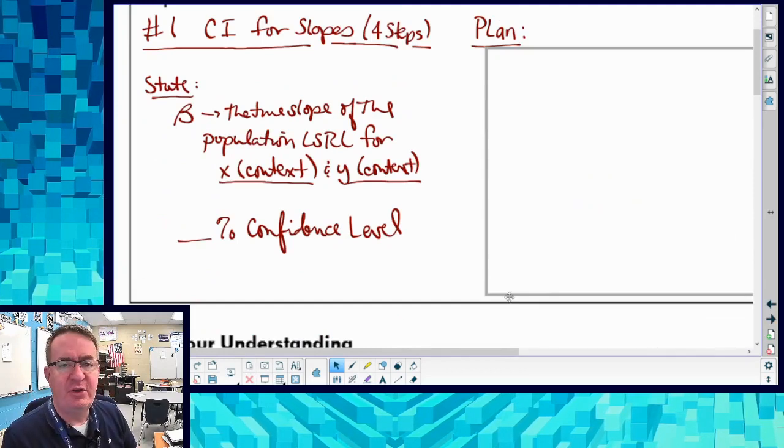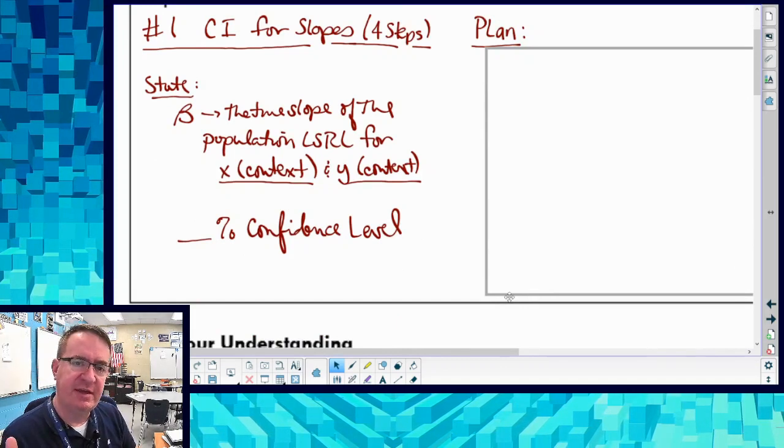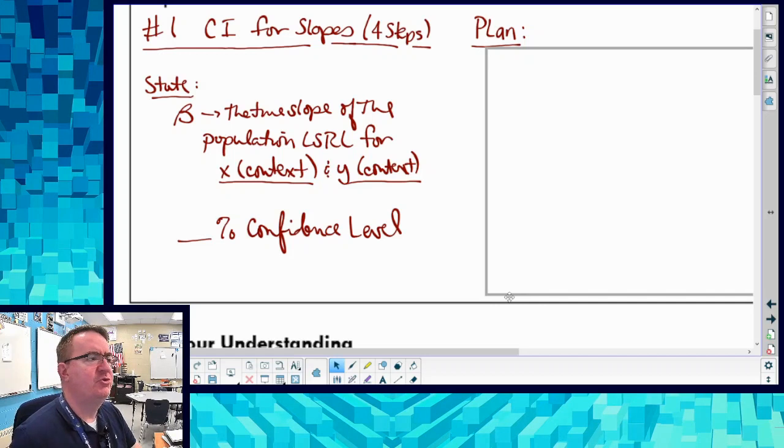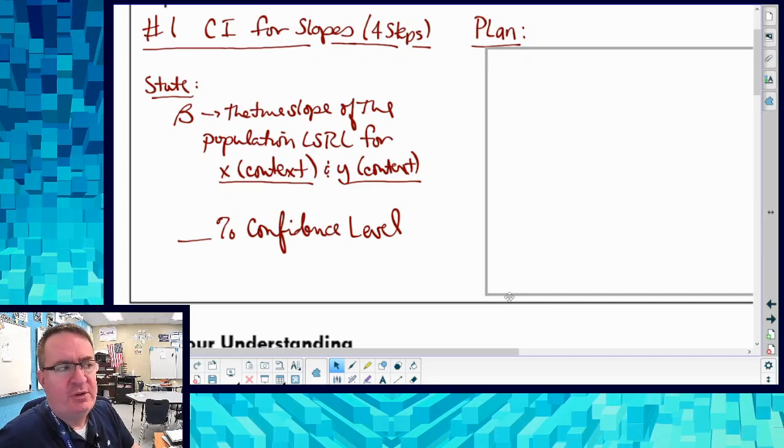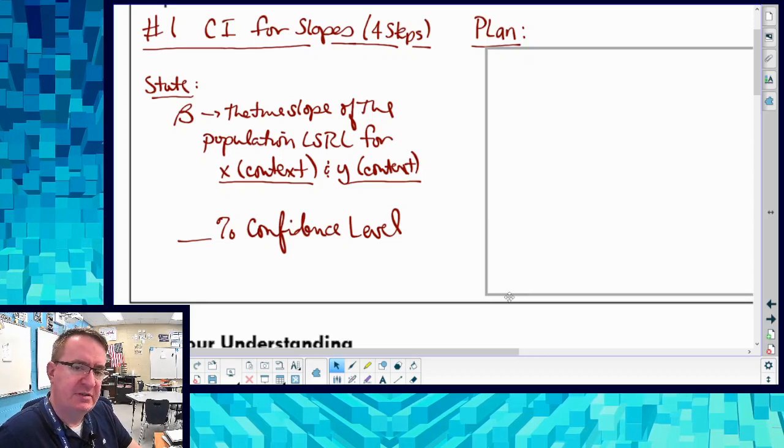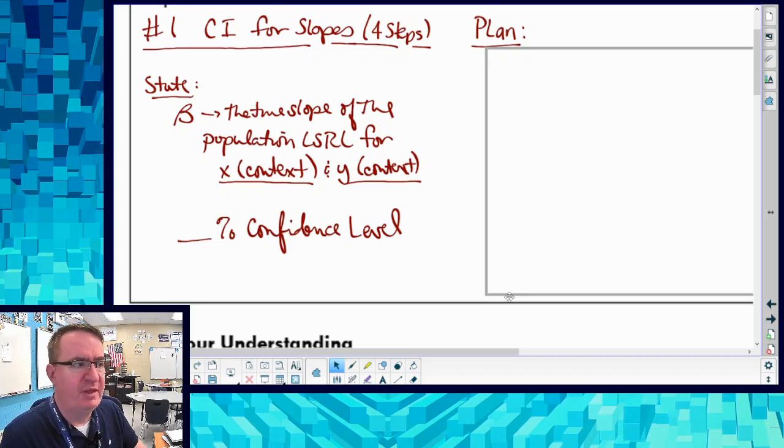The state, you're going to talk about beta being, and a capital B is fine. If you put a little italicized on it, that'd be even better. It's the true slope of the population least squares regression line, for X in context and Y in context. And then you're also going to go through and give your confidence level on that.